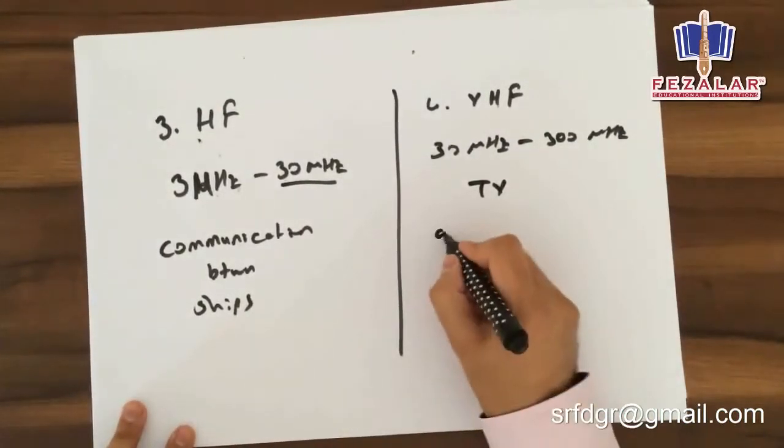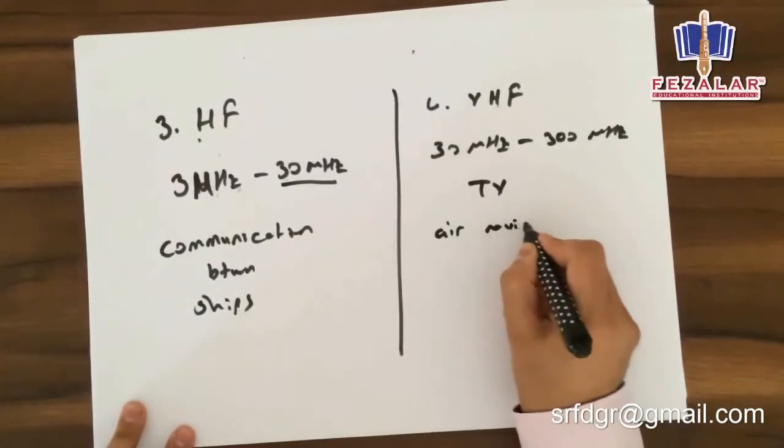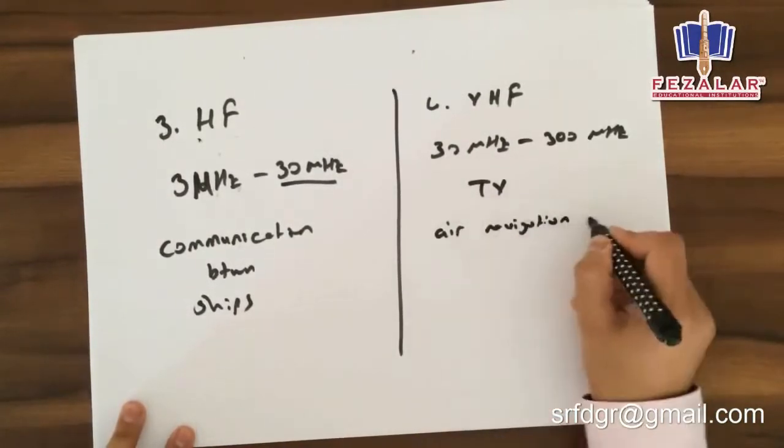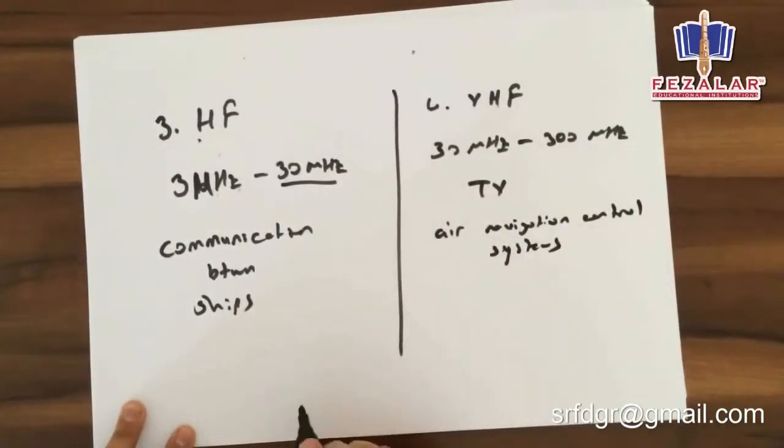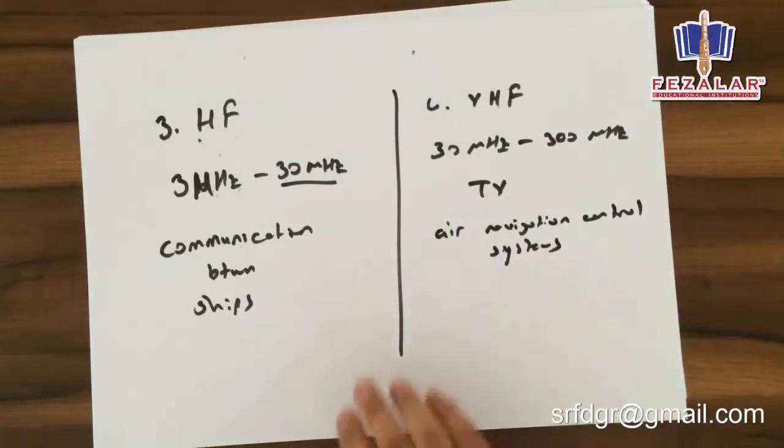They are used in air navigation control systems, and they are also used in police control systems. These are the ranges of radio.